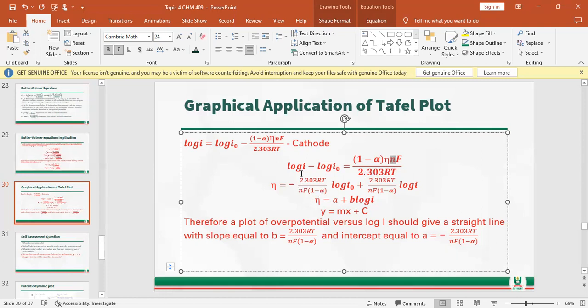This is all constant, and we represent that constant here. And this is B log I. So we call this constant, 2.3RT over n F (1 minus alpha), we call that constant B. And if you compare this equation with the equation of a straight line, if you plot a graph of overpotential against log I, you have a straight line, and the slope will be B while the intercept will be A. So this is what we call the Tafel plot.